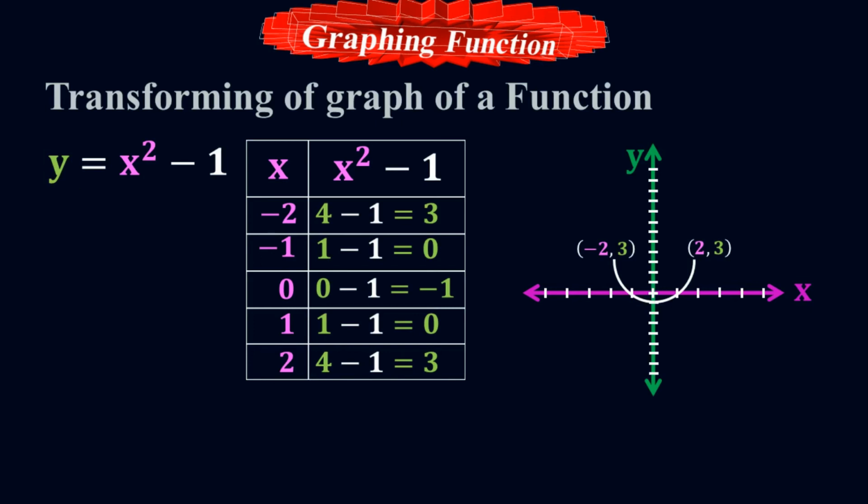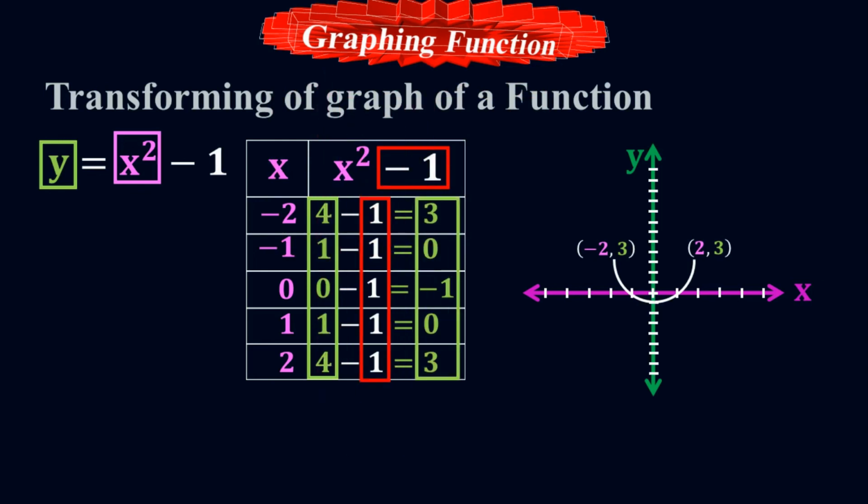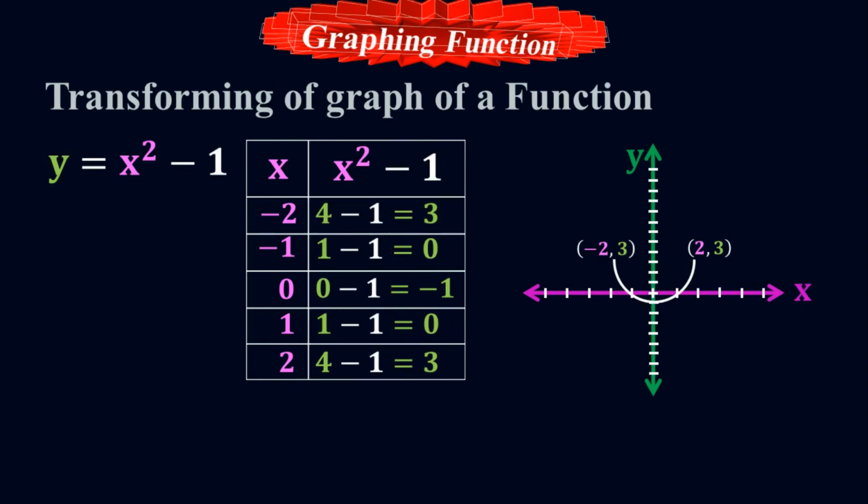In case of my original function, the y values were 4, 1, 0, 1, 4, when I substituted random values negative 2, negative 1, 0, 1, 2 in my original function y equals x squared. But then when I subtracted 1 from my original function, I subtracted 1 from all the old y values to get my new y values. These are my new y values. Again, for instance, let's ignore the negative 1. Just for the time being, ignore the negative 1. If I take my original function y equals x squared, my old y values are 4, 1, 0, 1, 4.